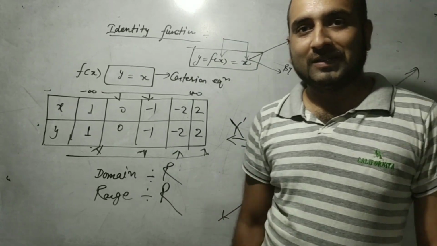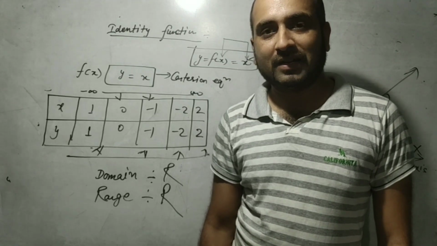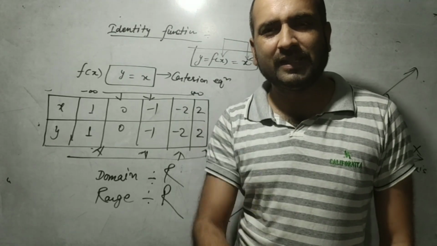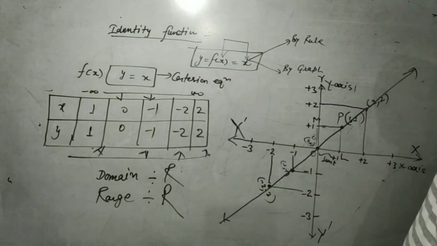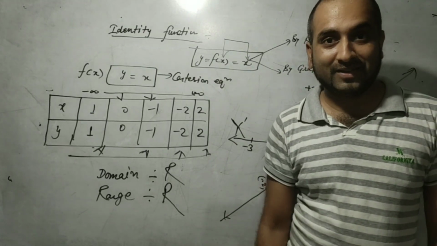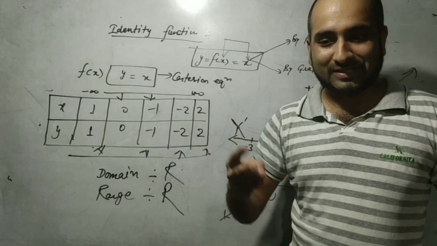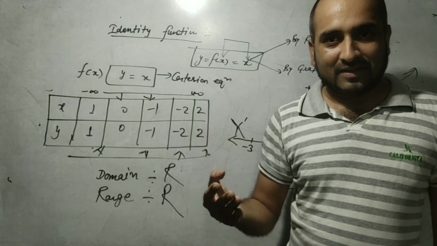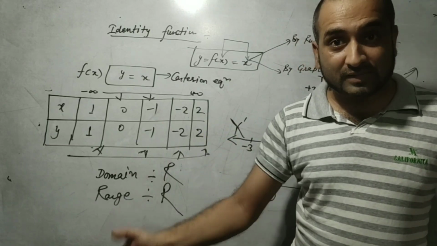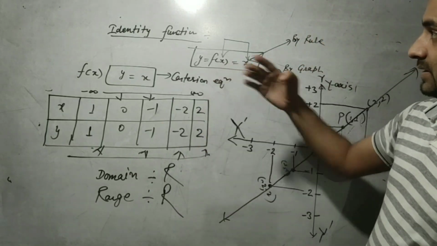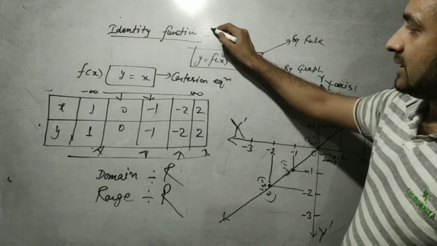And tomorrow, let's enjoy the next part. This is called a constant function. It is also a very easy function, but the important functions are the signum function, the greatest integer function, and the modulus function, and I have to prepare you for them. So the identity function is now over.